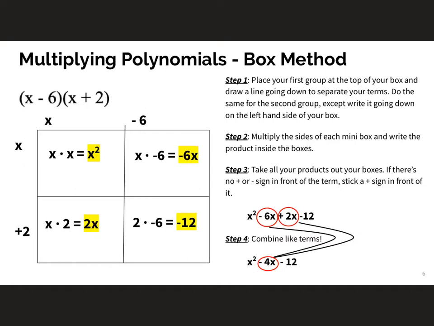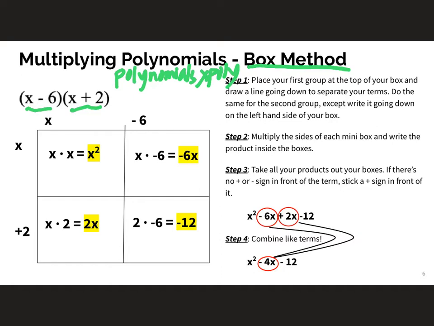So one method that we might want to try is something called the box method. And this is when we're multiplying polynomials with polynomials, right? Poly times poly. So let's look at this example that we have over here. I have a binomial, x minus 6. I know this is a binomial because I have two terms, x and negative 6. And I'm multiplying another binomial with it, right? x plus 2, my two terms are x and positive 2.